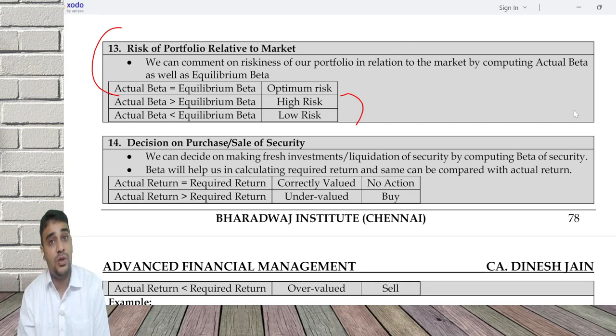Why is it a problem? You are saying beta is more. If beta is more, give me more return. No, you are not generating that return, and unnecessarily taking risk. That is called actual beta more than equilibrium beta, and the opposite.